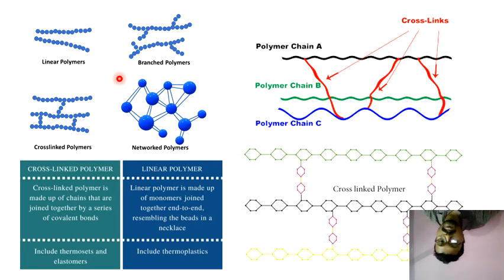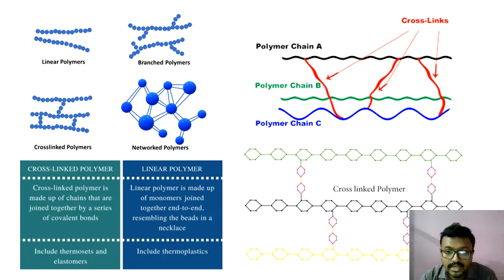Now classification of polymer based on their chain structure, right? If there is only a single linear chain, it's called linear polymer. If there are branches, it's called branch polymer. If the branches are attached with each other, it's called cross-link polymer. If there is more cross-linking, we call it network polymer. Now this linear polymer is also called thermoplastic polymer, and this cross-link polymer is called thermoset and elastomer. What is thermoset and elastomer? I'll discuss later. Now only this thing you have to know: what is linear, what is branch, and what is cross-link and network polymer.